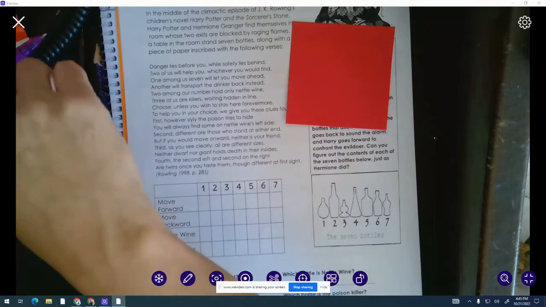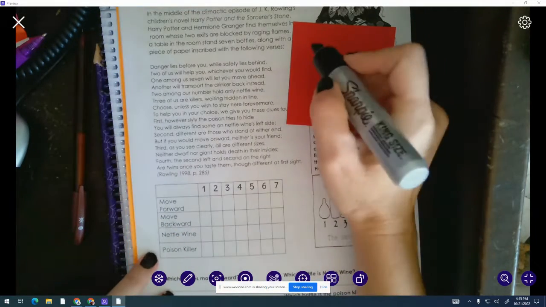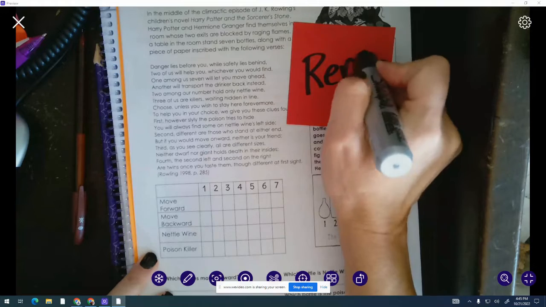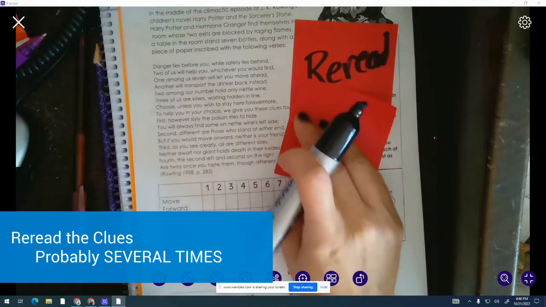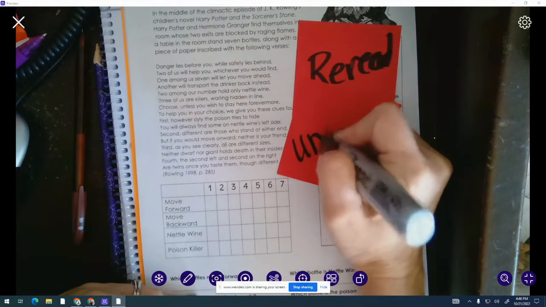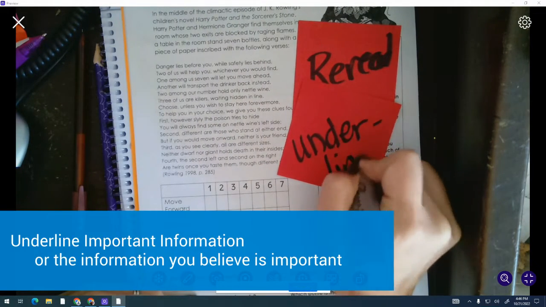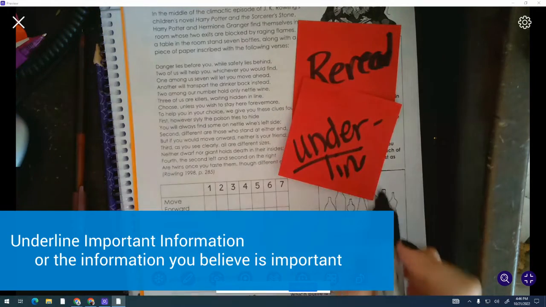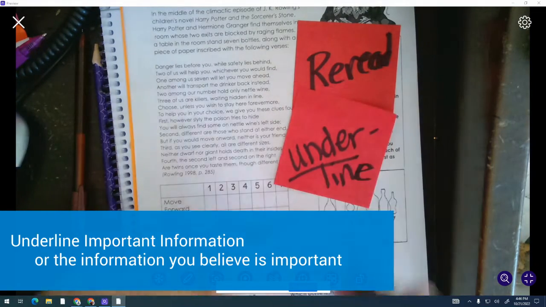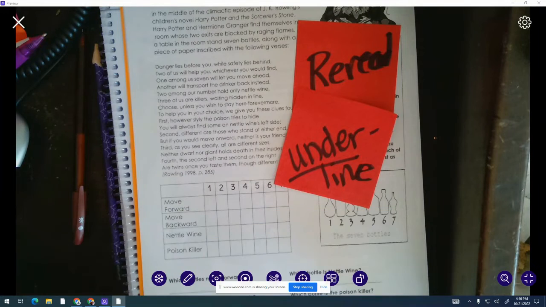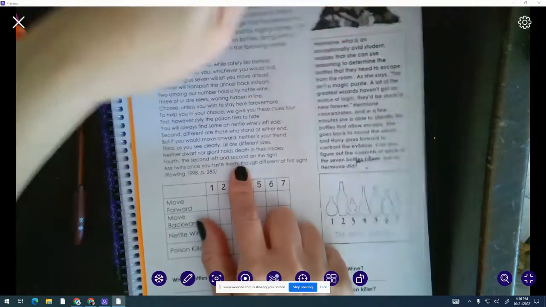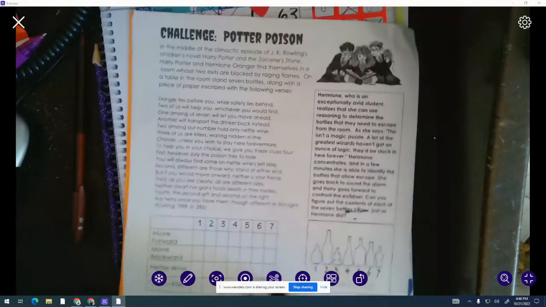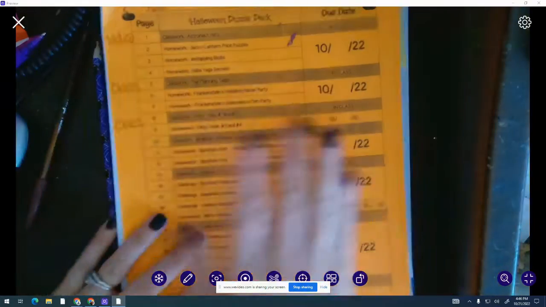So some things that you may want to consider, all right? You may have to reread. There it is, reread. You may have to underline important information. Okay, so you're going to have to mix slowly. Do the best that you can. This does take some poetic license, but this is a challenge of it. Do you have to do it? No, but you do have to do the others. Best of luck.